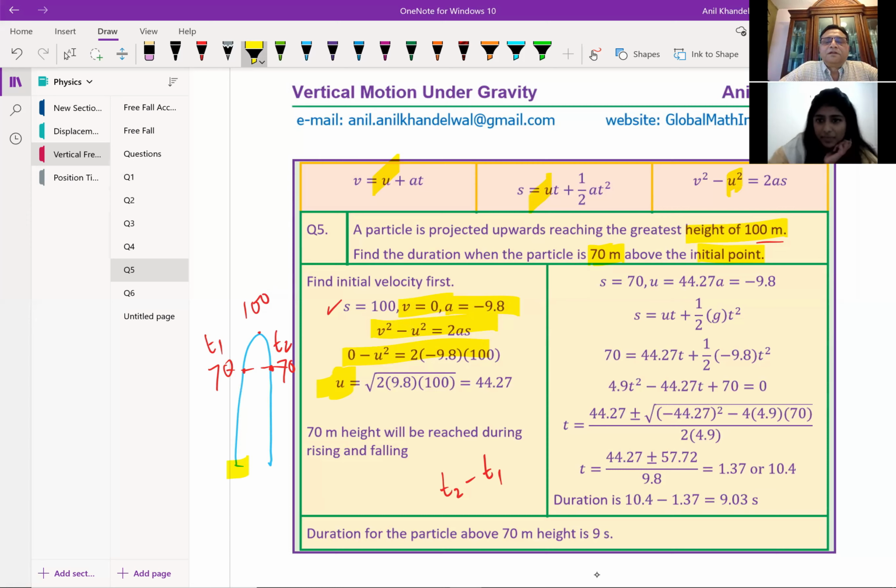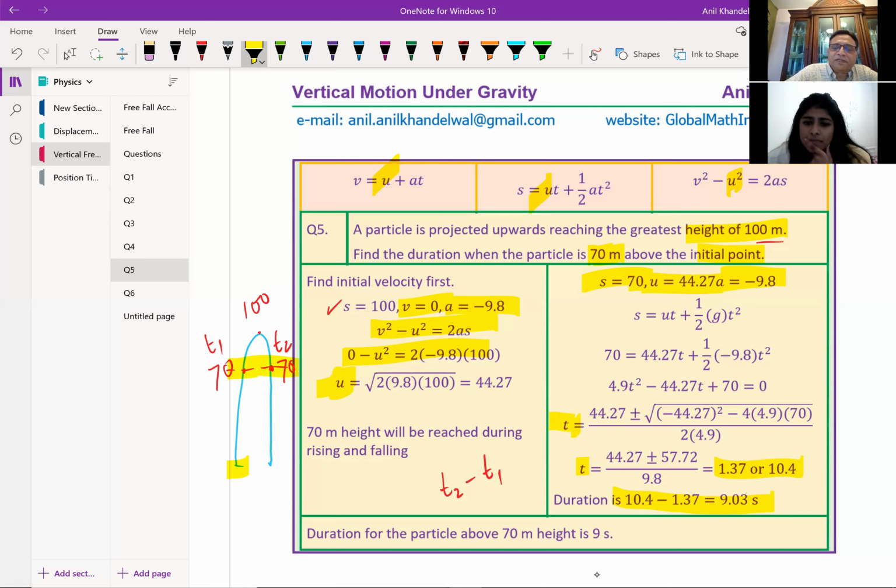Right. Now, once you have calculated the initial velocity, put in this initial velocity, the acceleration, and the height of 70, correct? So S equals ut plus half at square. Find both the times when it reaches 70, while going up and while coming down. Use the quadratic formula to get the 2 times, and the difference will give you the duration between them. All right.